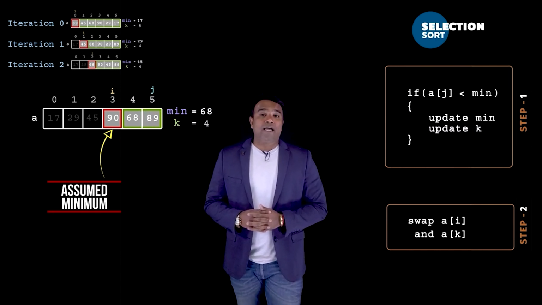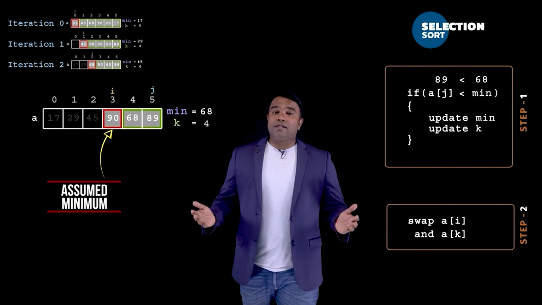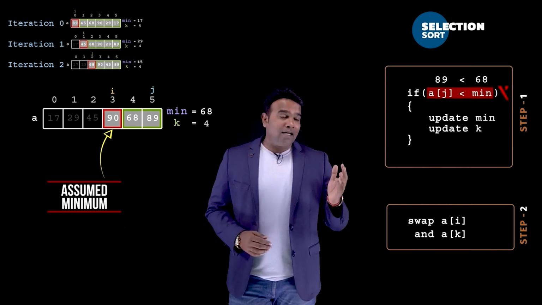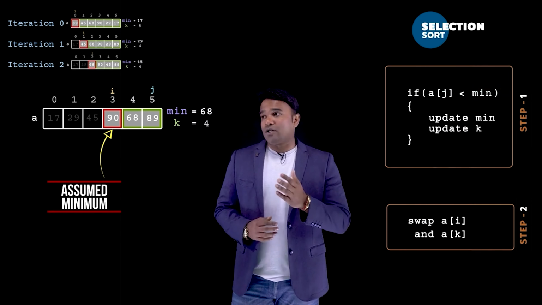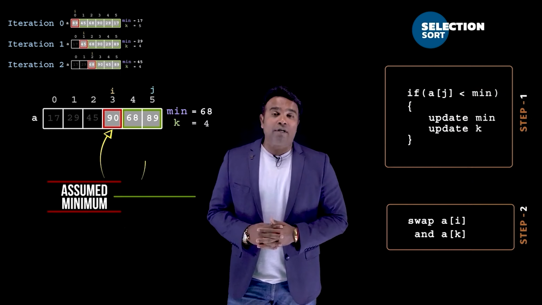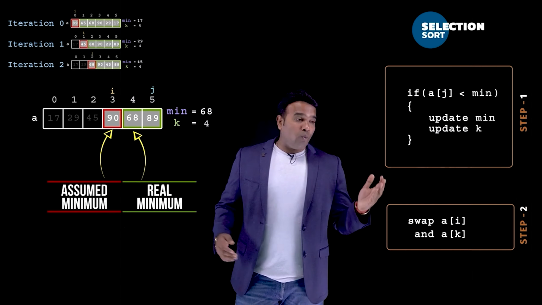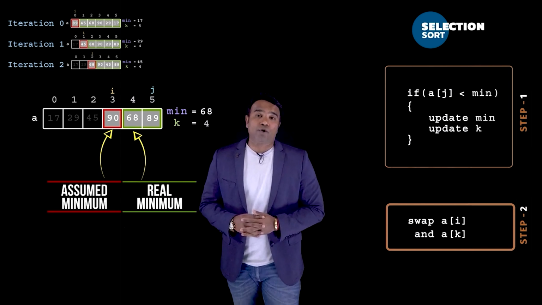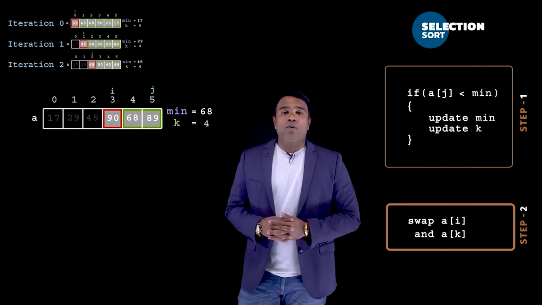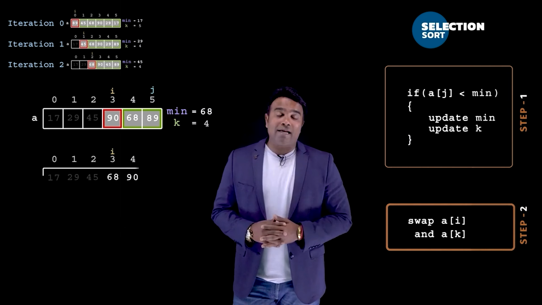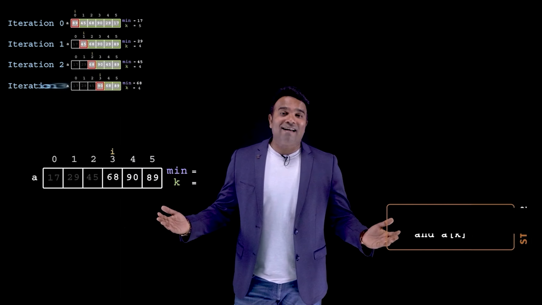time my a of j happens to be 89 and 89 is not lesser than the minimum, and hence the condition is not satisfied. Anyway, I will also have to stop the scanning here because you can notice that I have reached the end of the array, but then again there is one more activity left, which is swapping. So I will have to swap a of I with a of k, which means I will have to swap 90 with 68, and the remaining elements would remain as they are.